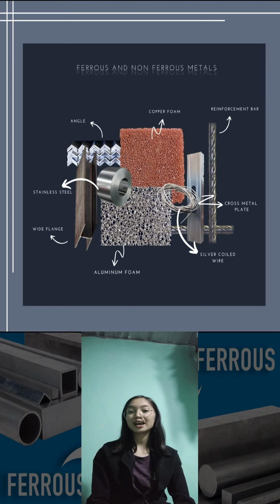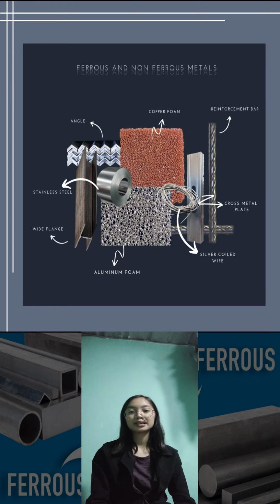Rebars have different sizes like 10 mm, 12 mm, 16 mm, 20 mm, and 25 mm diameter and commonly cost 20 pesos per kilogram. Cross metal plate, also known as diamond plate, is a metal with a regular pattern of raised diamonds or lines on one side that reduces the risk of slipping. It is used for stairs, catwalks, walkways, and in industrial settings.